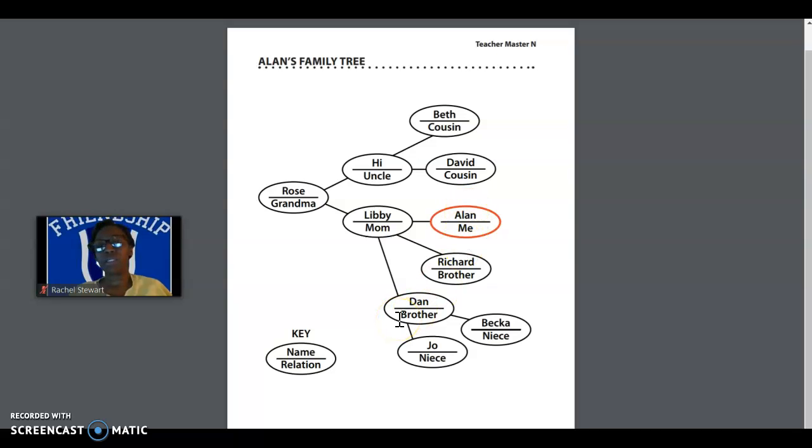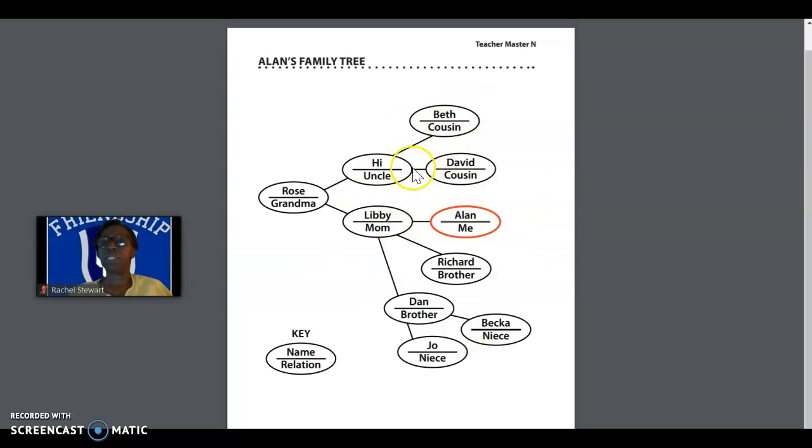Who are cousins? Cousins are children of a parent's sibling, okay? Who are the cousins to Alan? Well, the cousins to Alan would be Beth and David, because Alan's uncle had these 2 children.